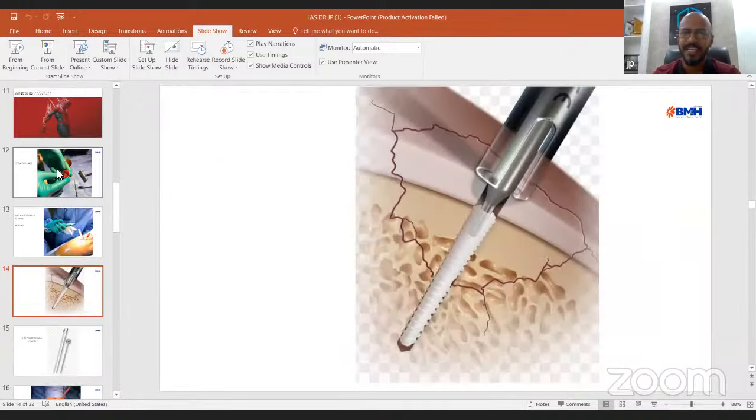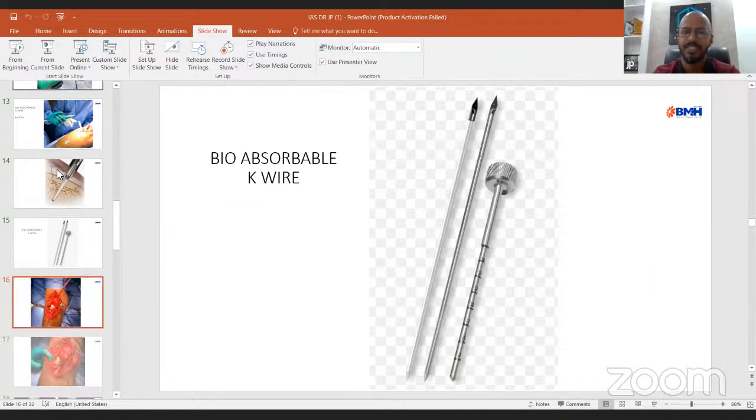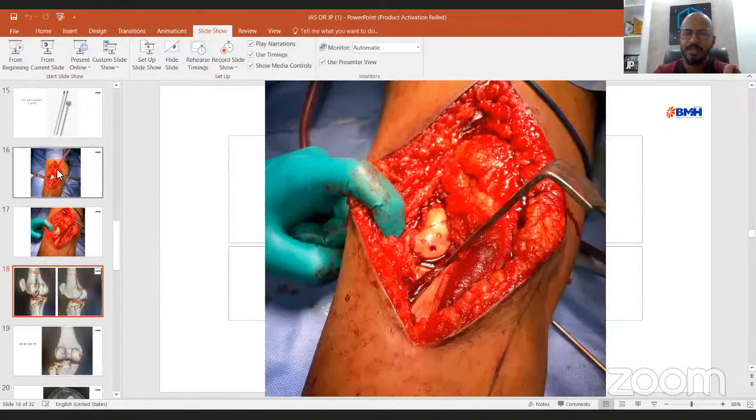So I used bioabsorbable screws and bioabsorbable K-wire around so that I got a good fixation over there. This is the posterior view when I took the fragment out, and then I repaired the remaining portion of the ACL, which I had tagged initially in the posterior when I cut it. I repaired it properly, and it was really nice, because I got a real good result.